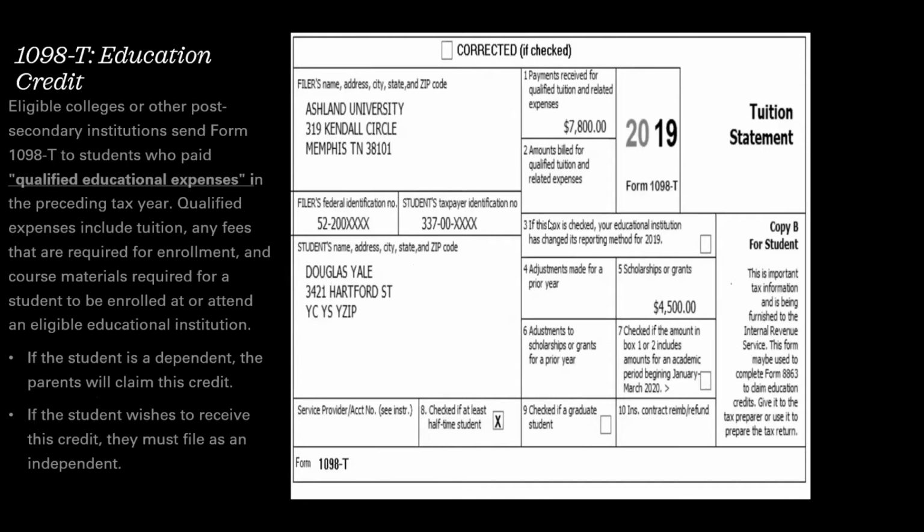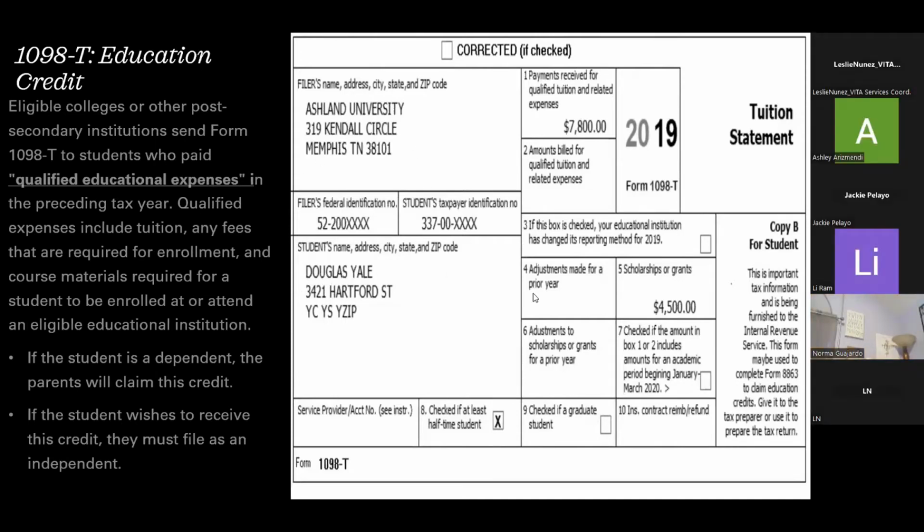Okay, for the 1098-T education credit, this one is for students who paid qualifying education expenses in their tax year. Qualifying expenses include tuition, any fees that are required for enrollment, and course materials required to be enrolled or attend the school, or college, should I say. If the student is a dependent, the parents will claim the credit, but we still have to add the student's name and everything, not the parent's name. The system will have you put in the correct name of the student, even though they're the dependent.